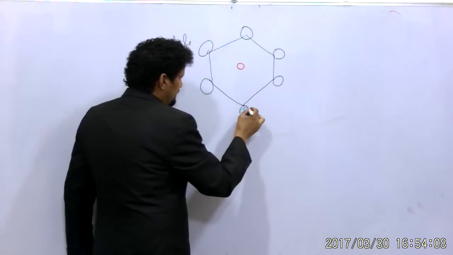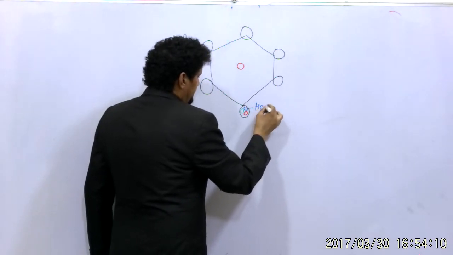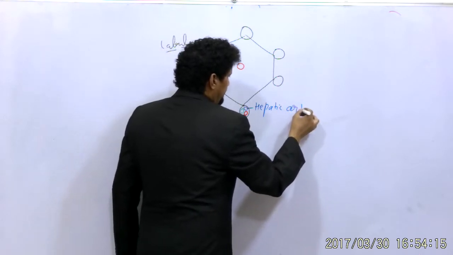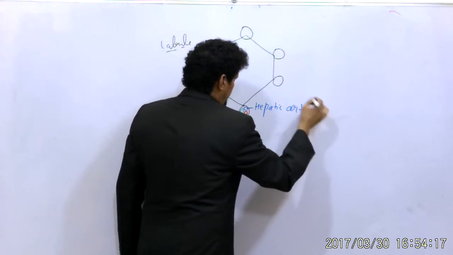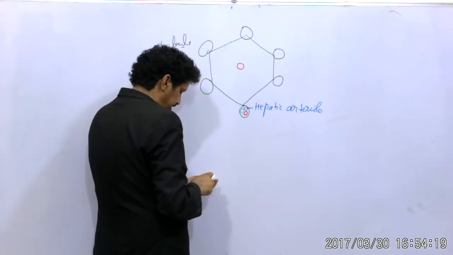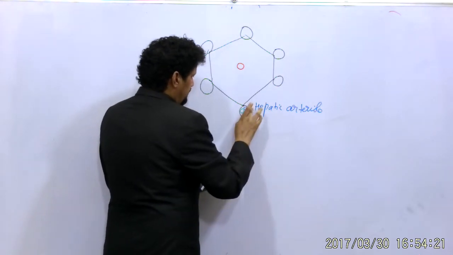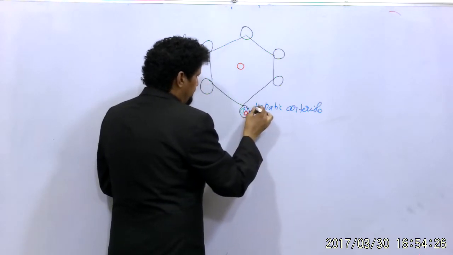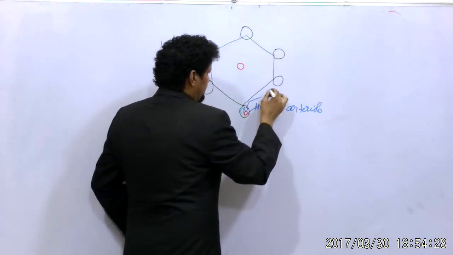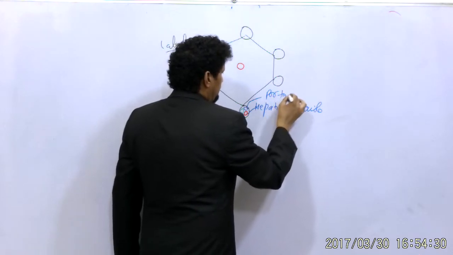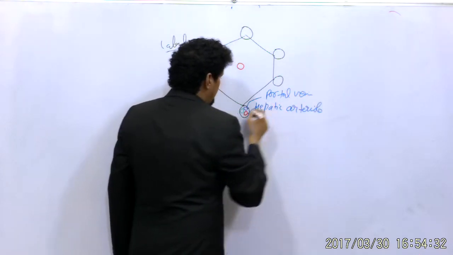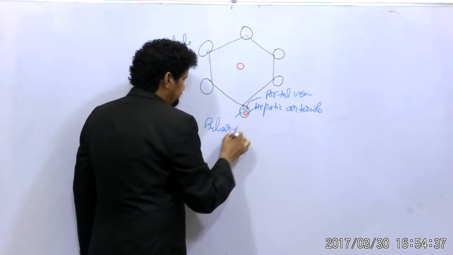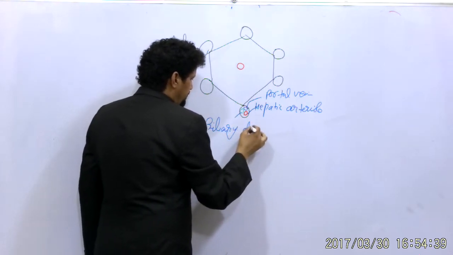It has the component of the hepatic artery or hepatic arteriole. This is the component of the hepatic arteriole, this is the component of the portal vein, and this is the component of the biliary duct or bile duct.